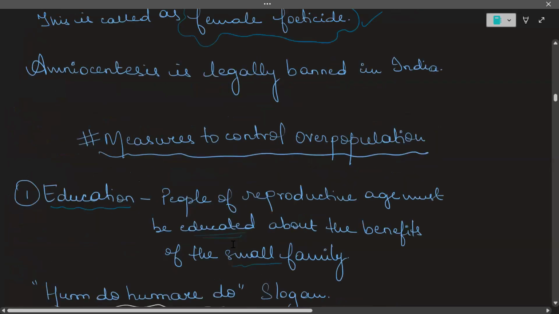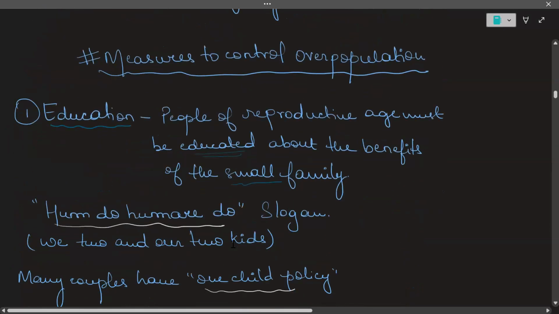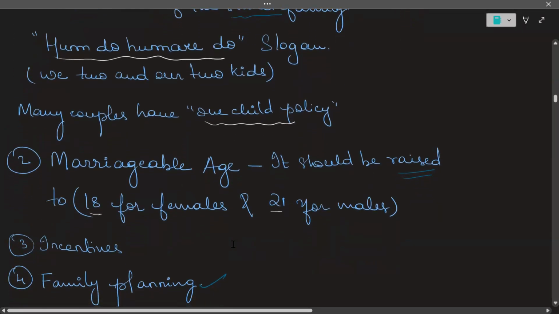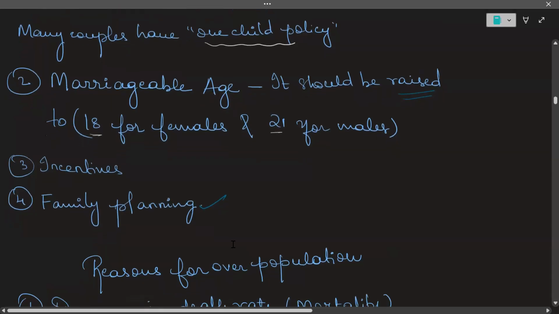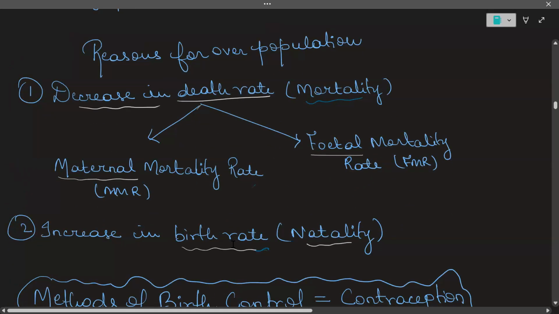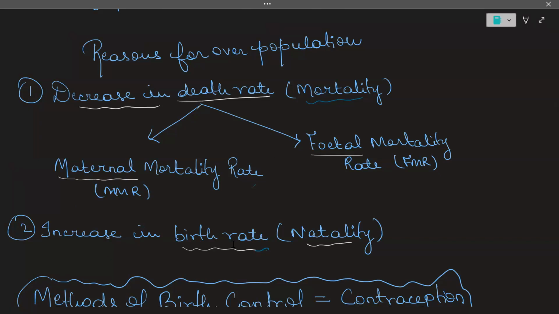So these were all the ways that overpopulation can be controlled with the usage of these. Now, what are the reasons for overpopulation? We know when people do not die, obviously they'll stay alive, so they'll stay on the earth, and that is population. So, a decrease in the death rate. When the death rate or mortality is decreasing, obviously no one is dying, then the population will increase. And if the birth rate is increasing, then also the population will increase.